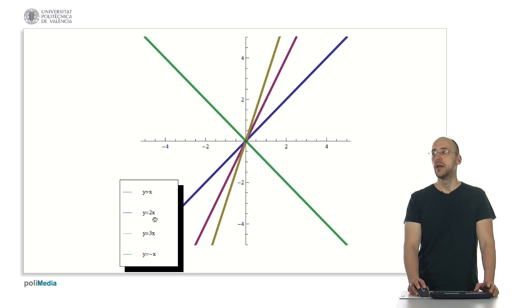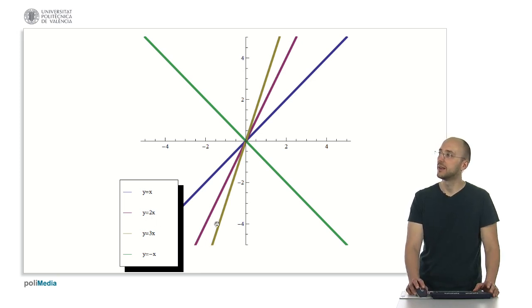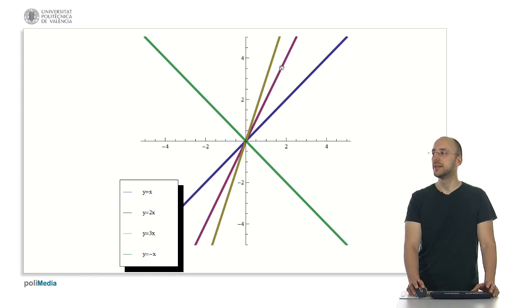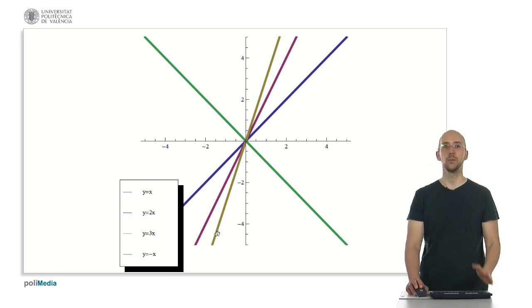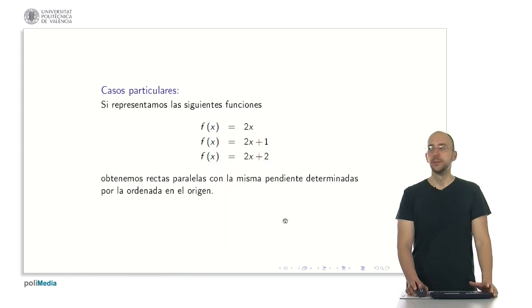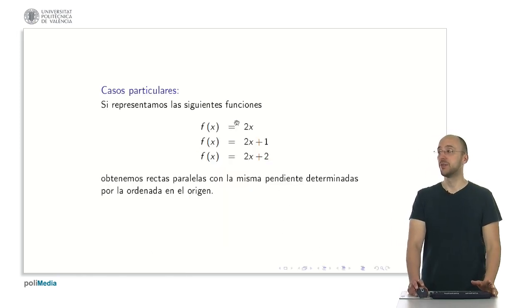The next one is y equal to 2x. Which one is it? It would be this one here, the one that is a little more reddish. In this case, as you can see, the slope is greater than 1, a steeper incline. The one with a slope of 3 is even more inclined than the previous ones. And the one of y equal to minus x, which has slope minus 1, which is decreasing, is this one here, which is green.